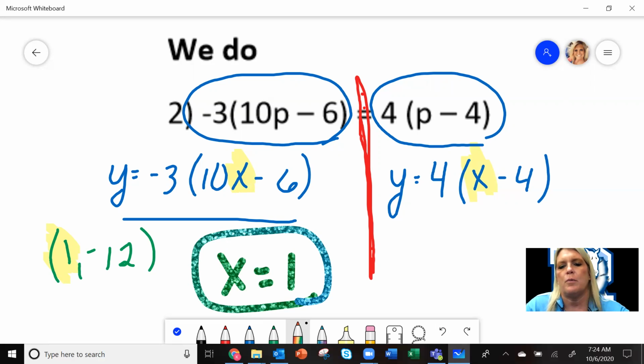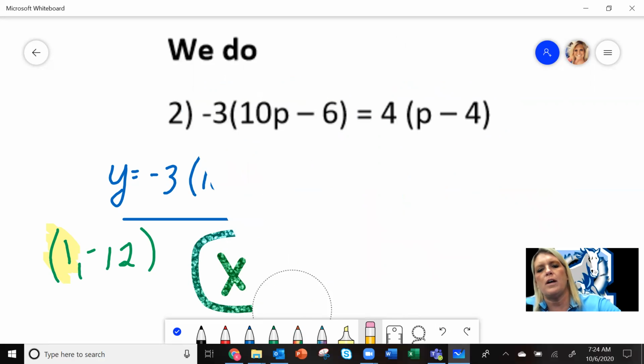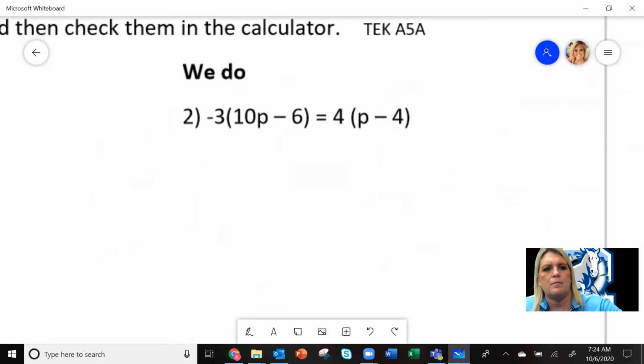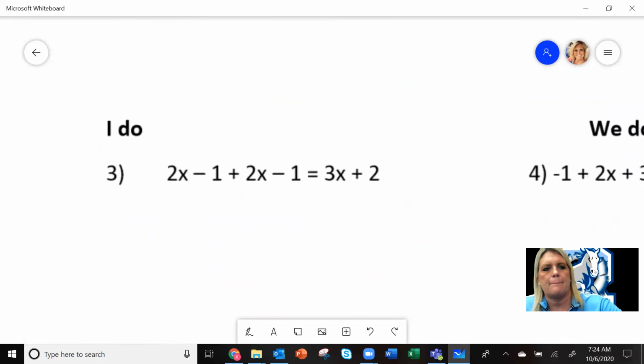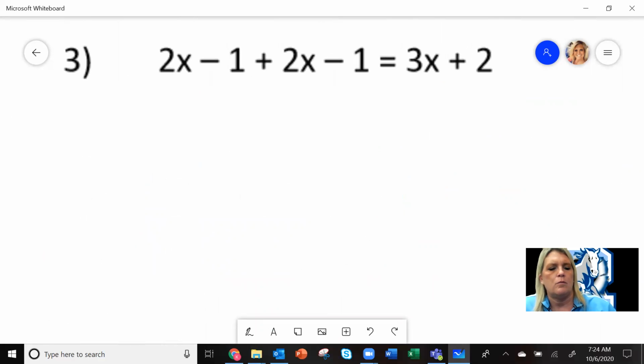Let's try and do number 3. Again, this will be the same way. Let me zoom out a little bit. All right, here's number 3. Why don't we try and do this? So right now, go ahead and try and find your answer using the calculator, and then I'll go over it.